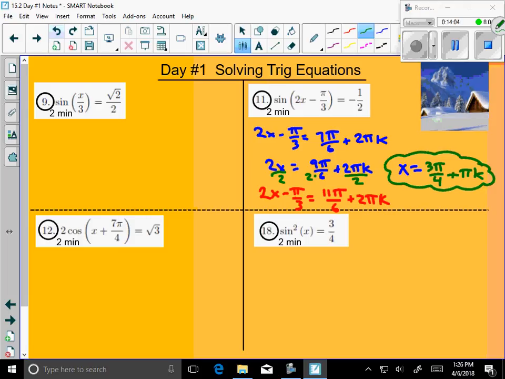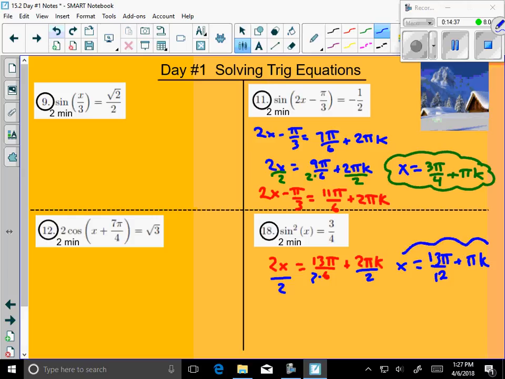I do the same thing on the next one. I'm going to add pi over 3 to 11 pi over 6. That's 2 pi over 6 plus 11 pi over 6, which is 13 pi over 6 plus 2 pi k. I'm going to divide everything by 2. And it looks like I get x equals 13 pi over 12 plus pi k. Boom. There are my infinite solutions.